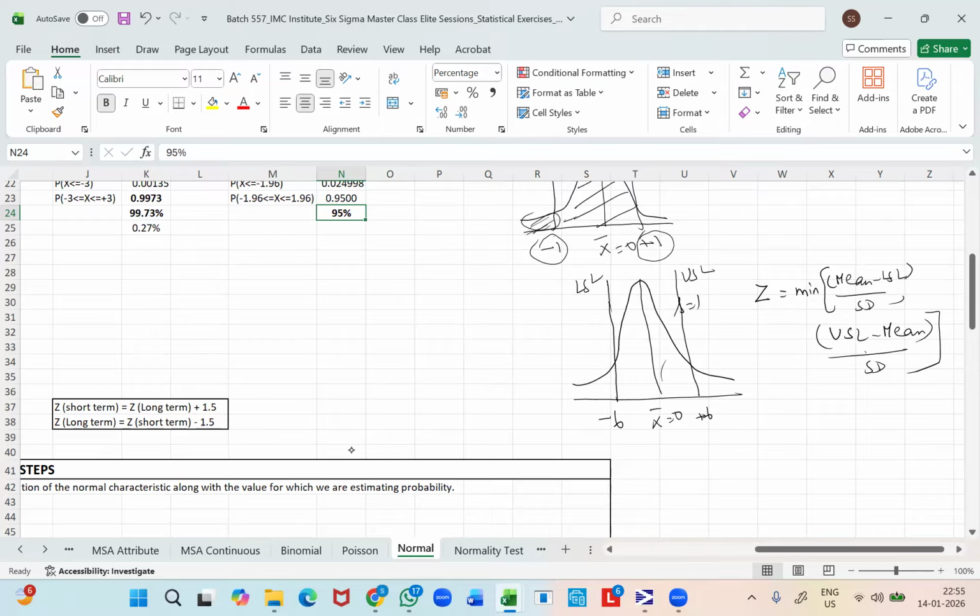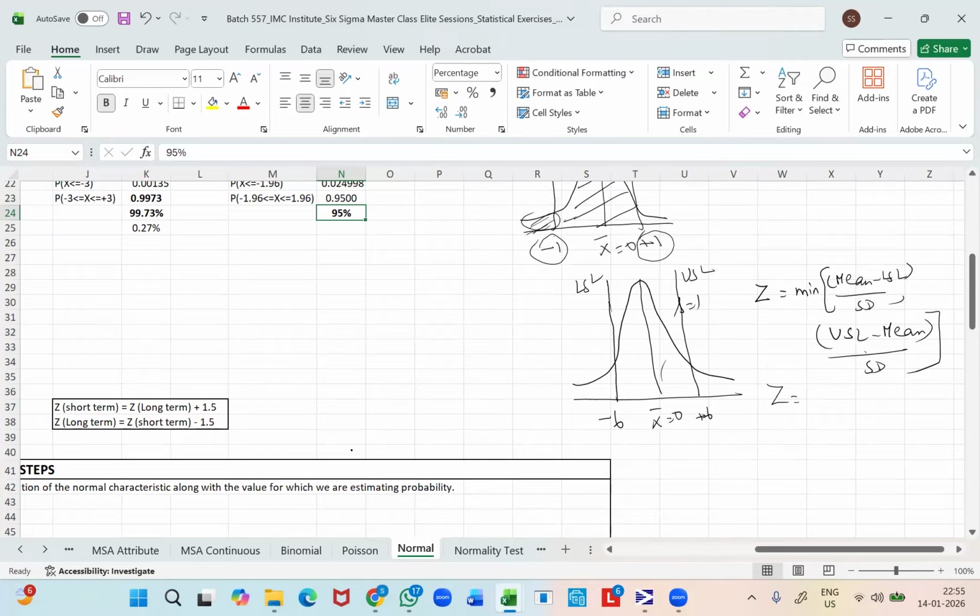So the minimum doesn't arise at all if the mean is aligning with the target or the process is a centered process. For this scenario, let me calculate the sigma level. For this scenario where the mean is found to be aligning with the target, I can use either the LSL formula or the USL formula to calculate the sigma level. So let me use the LSL formula.